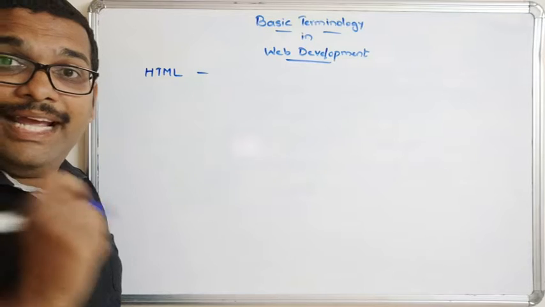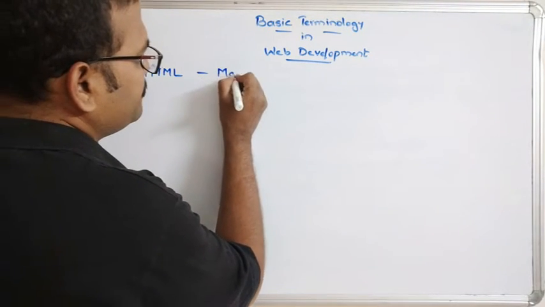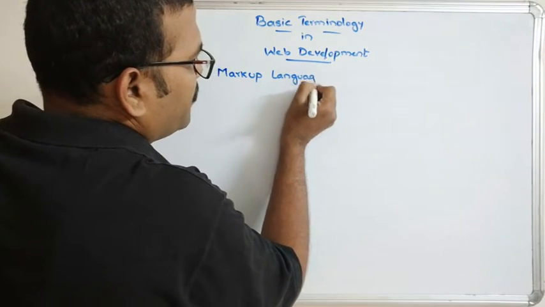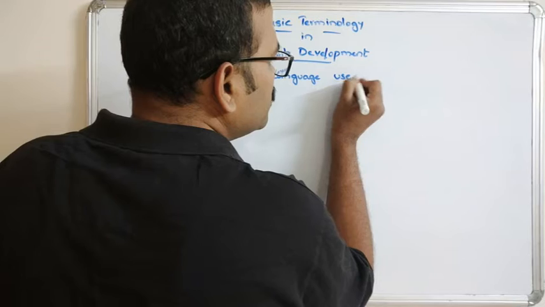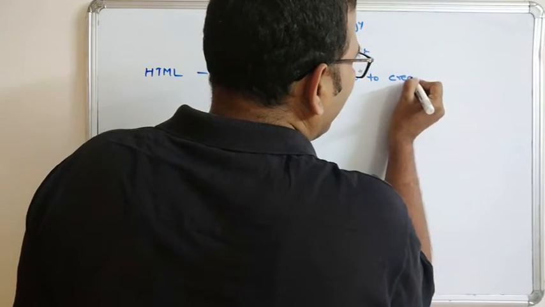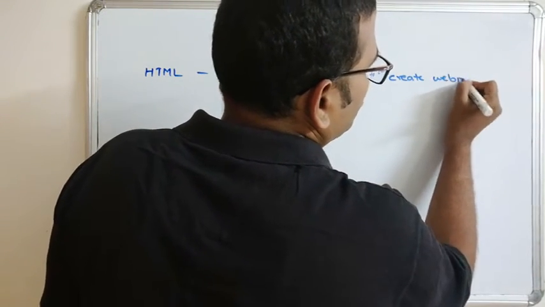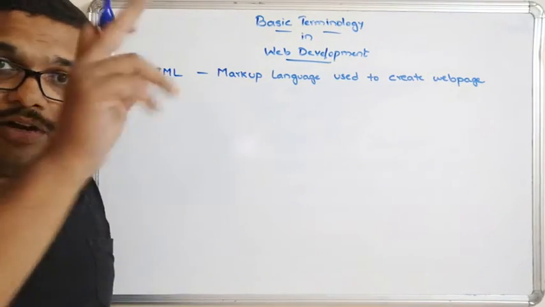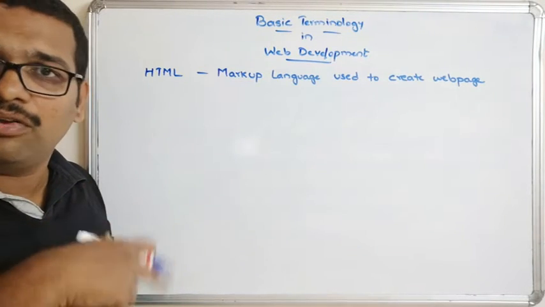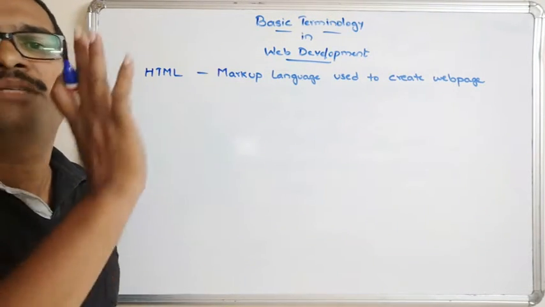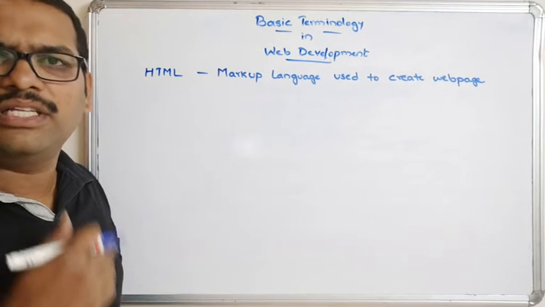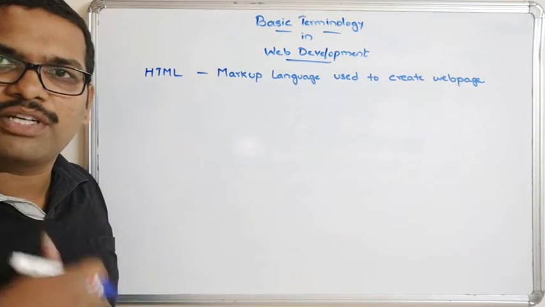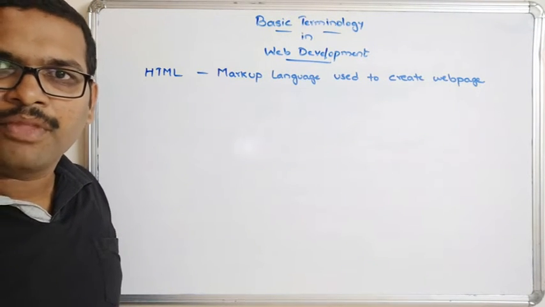HTML. HTML is a markup language used to create web pages. That means in order to display the content in the web browser, we use this markup language, HTML. HTML also has different versions, 4, 5, etc. The latest version which we are using is HTML5, right?